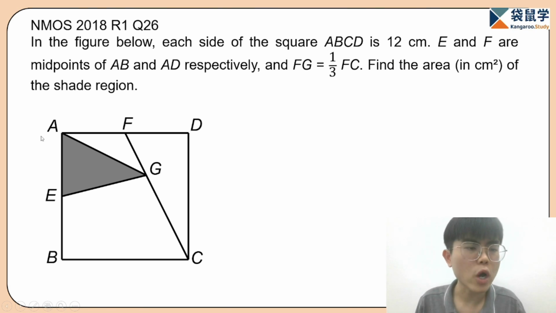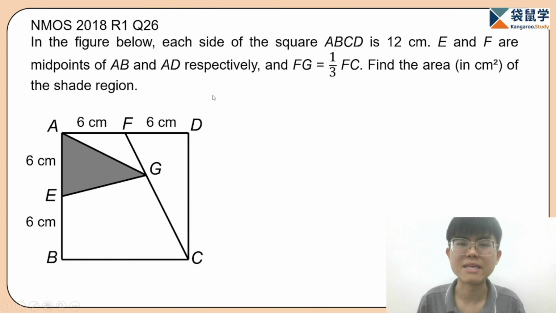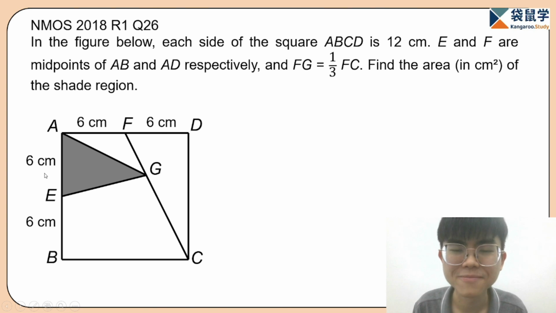So you can see that in this question, the shaded region is this triangle AEG. Based on the question, we know that E and F are the midpoints, which means that the lengths of all of these four parts, AE, EB, AF, and FD, are just 6 centimeters. To find the area of the triangle, we'll need to know the base and the height. Let's say AE is the base, and we already know that it is 6 centimeters. How about the height then?